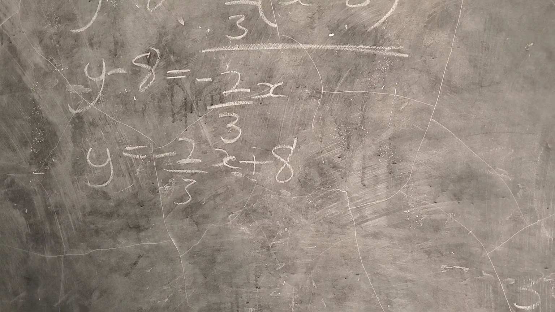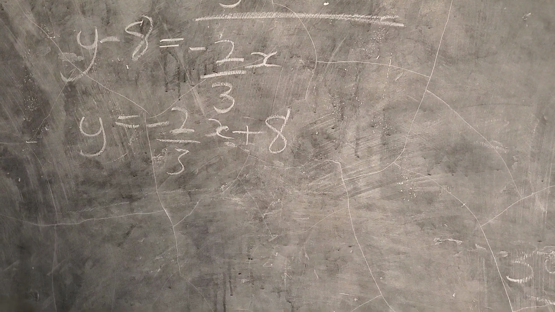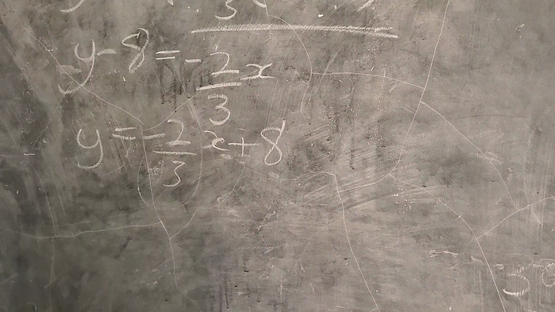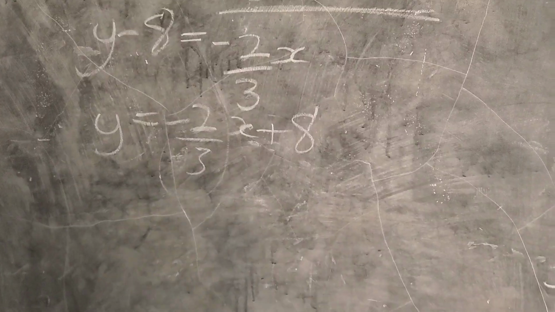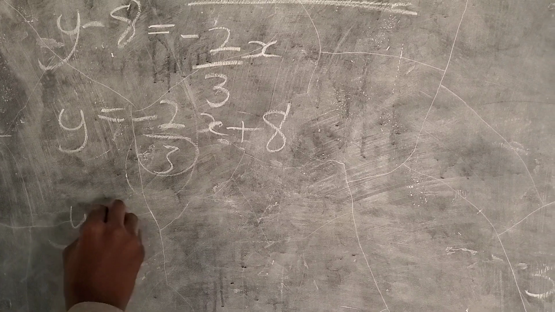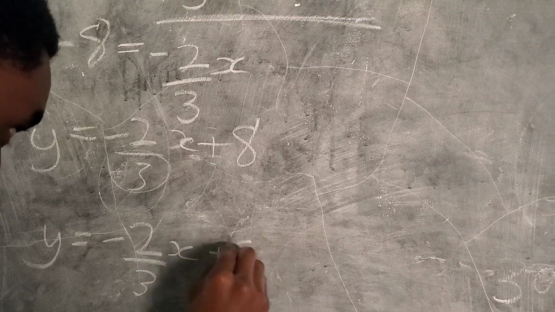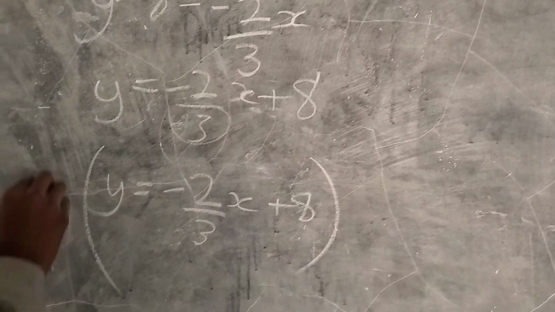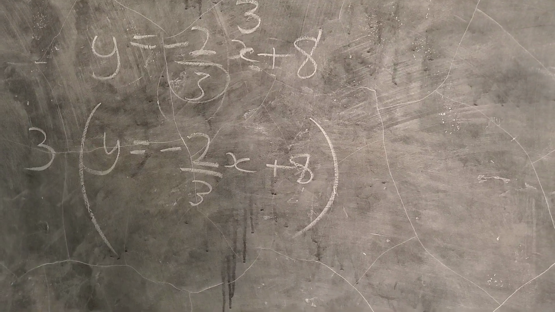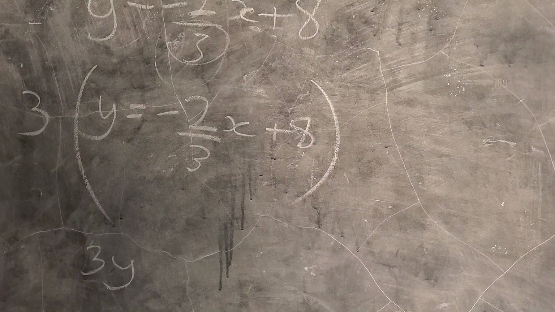A mistake that most of us make is leaving the equation like this. Hey, don't do that. So what are we going to do? We're going to get rid of this fraction that we're seeing here. How do we do it? Multiply everything by the denominator, which is 3. You just write it down like this, and then introduce the brackets with 3 here. So I'm sure you know 3 times y is 3y.